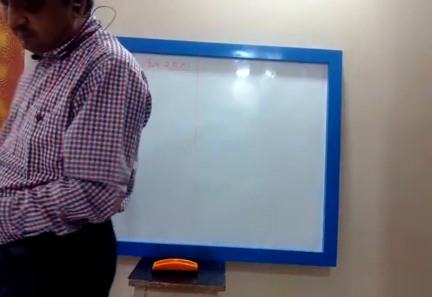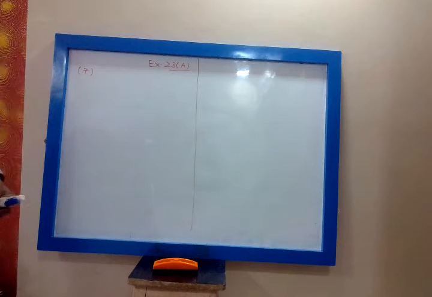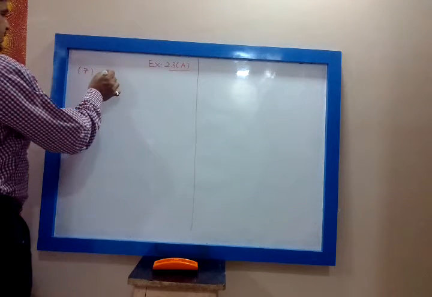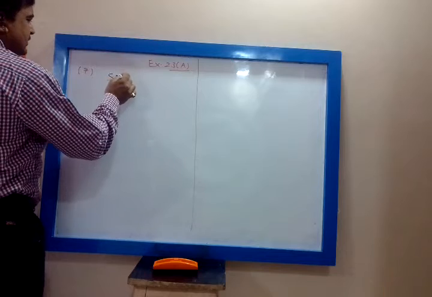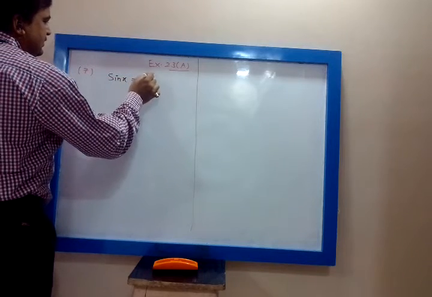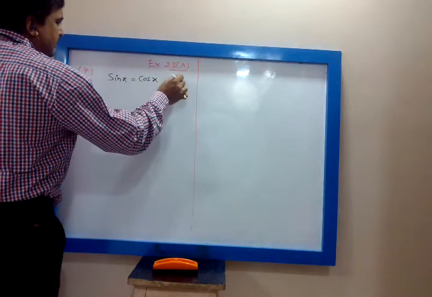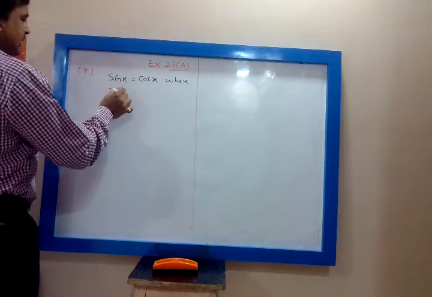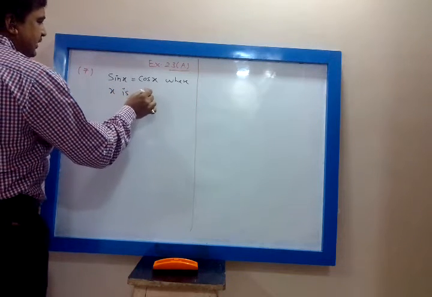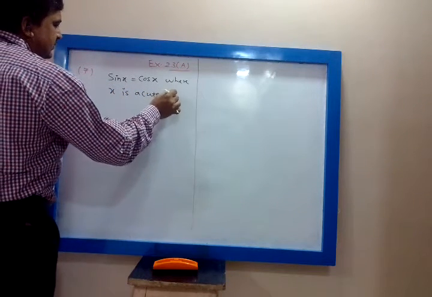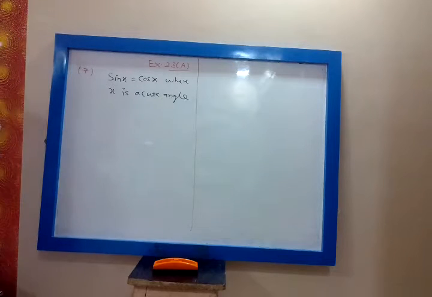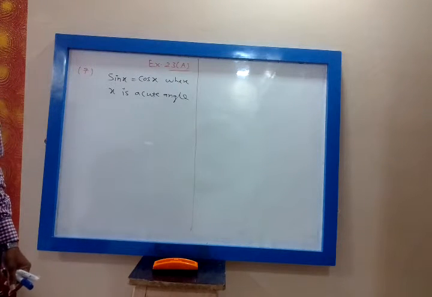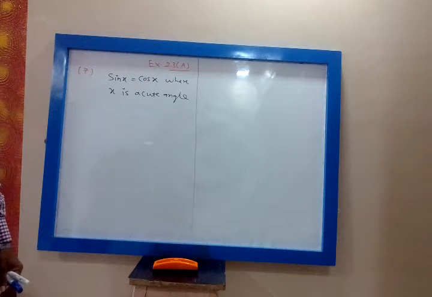23A, seventh one. If sin x is equal to cos x, where x is an acute angle, find the value of x.